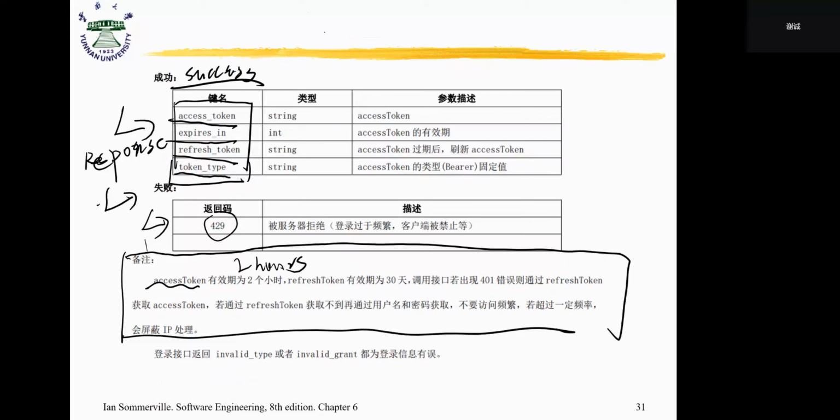You can use Java to design. You can also use Python to design such a function. And then when you finish the design, you can go into the implementation. Then you can really write down the code.